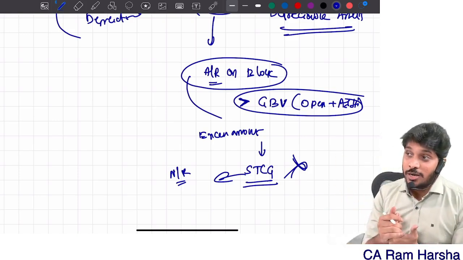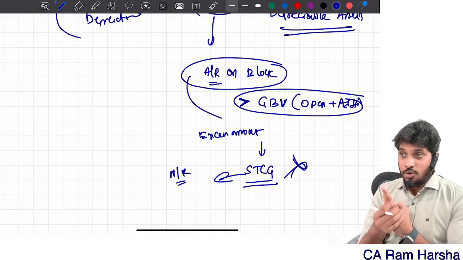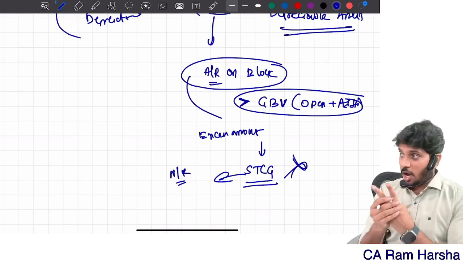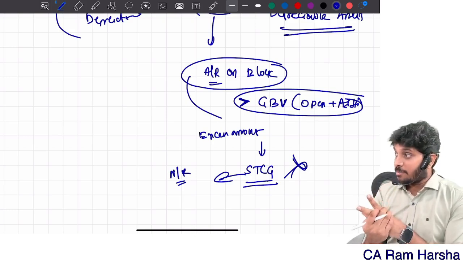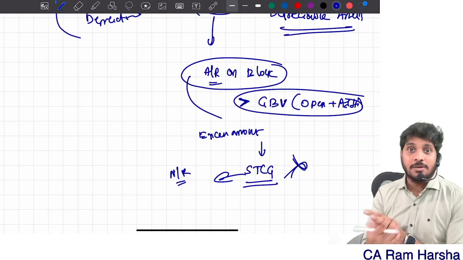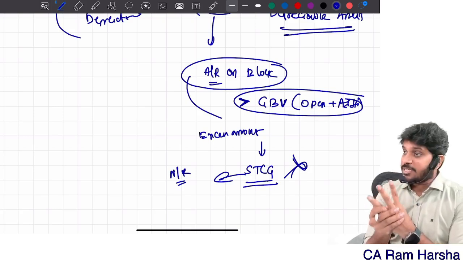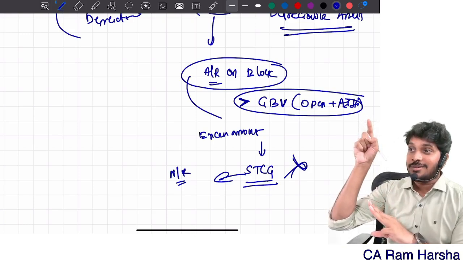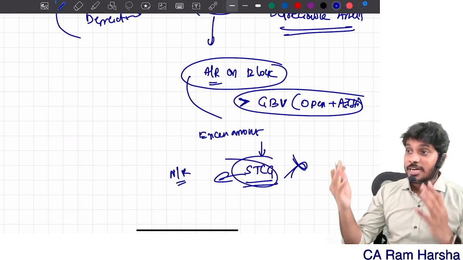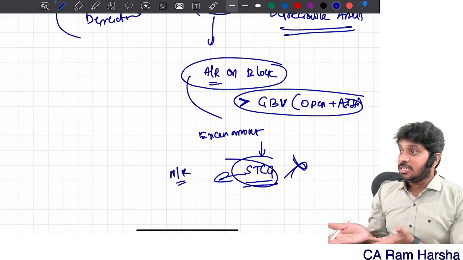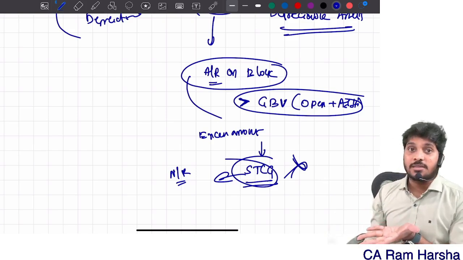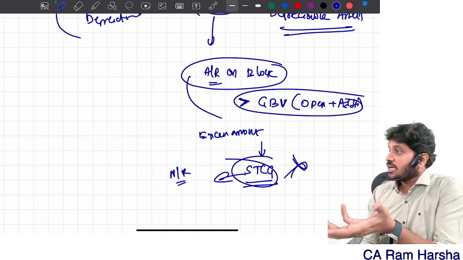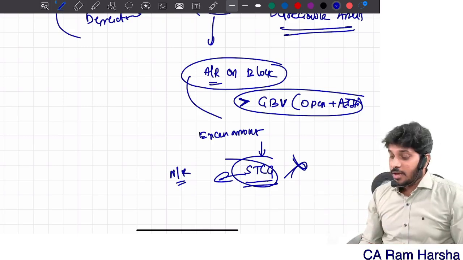Special rate means what? Long-term capital gain under 112 is taxable at 12.5% after the amendment, before the amendment 20%. Long-term capital gain under 112A was 10% before the amendment, 12.5% after. Short-term capital gain under 111A shares was 15% before the amendment and 20% after. This is normal short-term capital gain, not 111A. Since there is no special rate for this, it is taxable at normal rates, the rate applicable for the assessee.